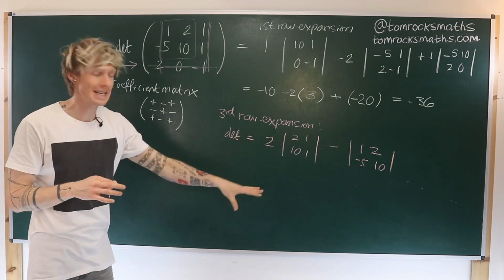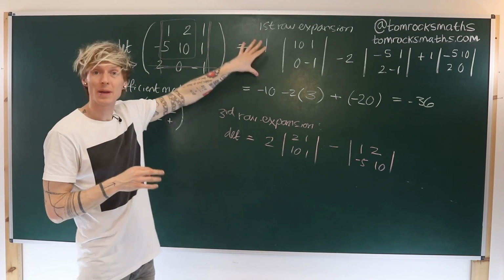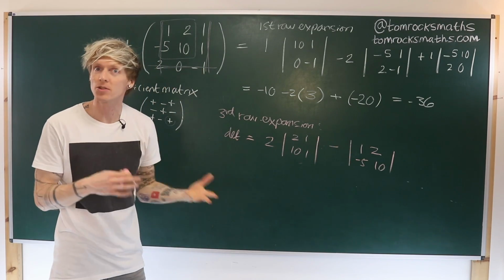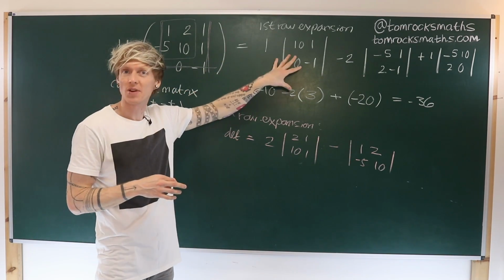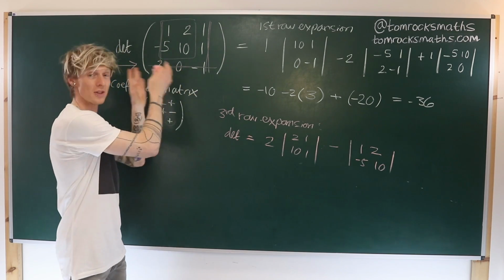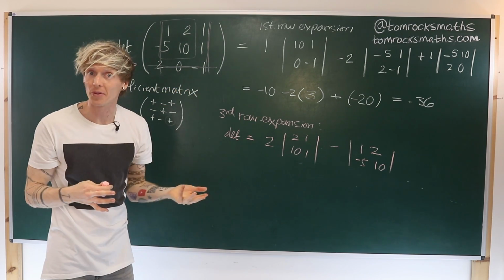So you can already see that this looks a lot simpler than what we had at the top of the board because we only have 2 lots of 2 by 2 determinants to calculate compared to 3. And this is how this clever choice of where to expand, where we have those zeros, can actually be really helpful.